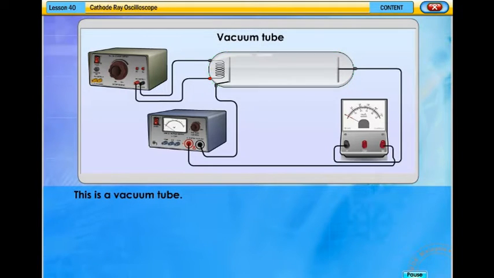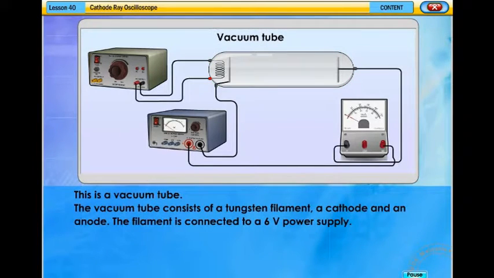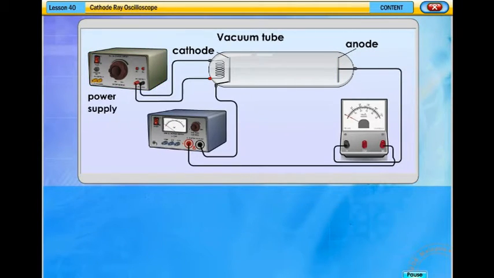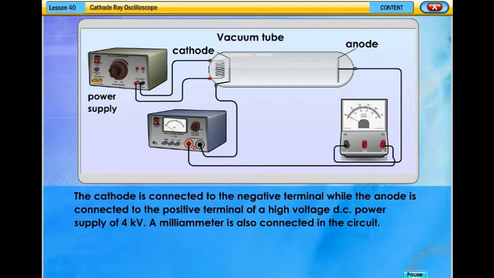This is a vacuum tube. The vacuum tube consists of a tungsten filament, a cathode, and an anode. The filament is connected to a 6-volt power supply. The cathode is connected to the negative terminal, while the anode is connected to the positive terminal of a high-voltage DC power supply of 4 kilovolts. A milliammeter is also connected in the circuit.